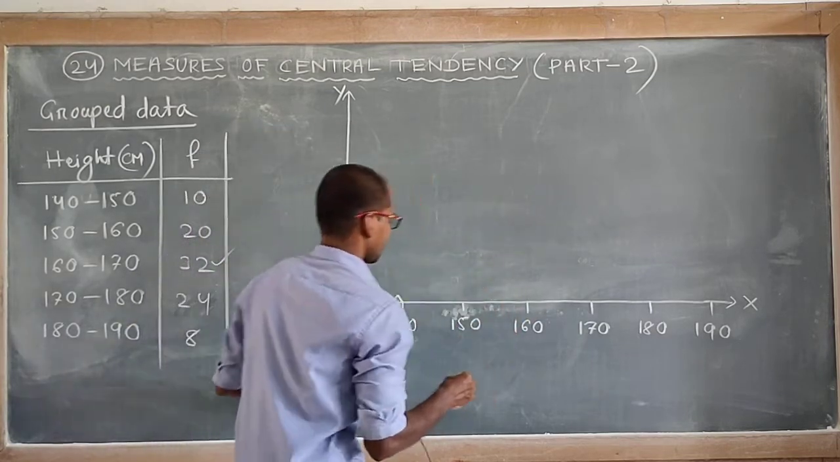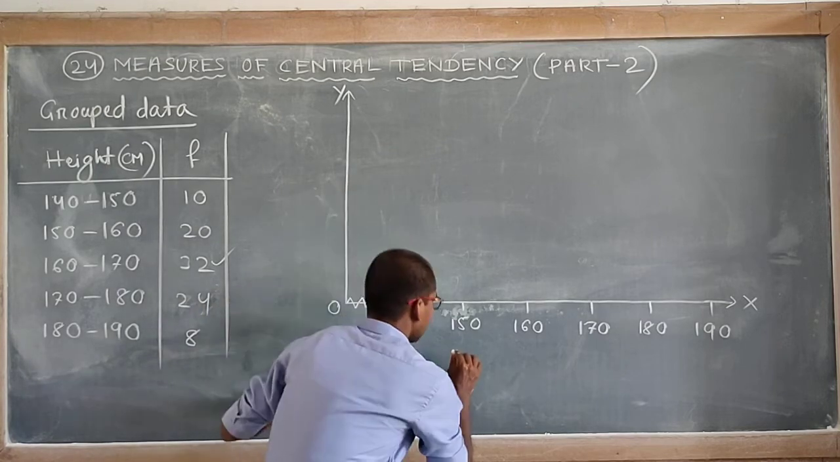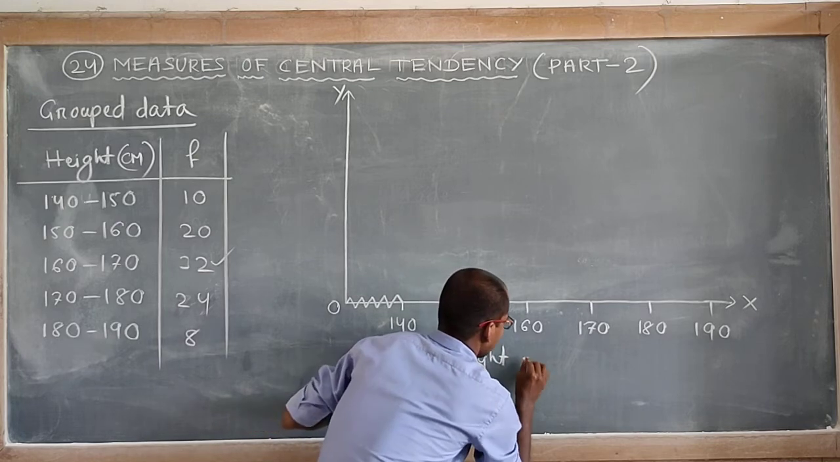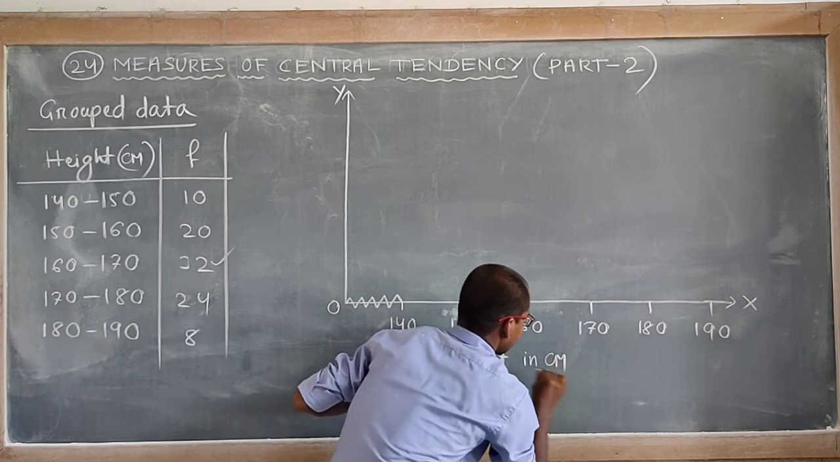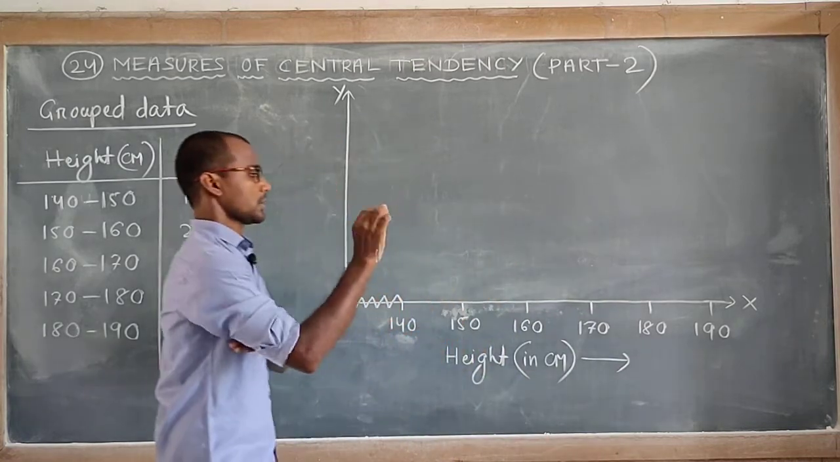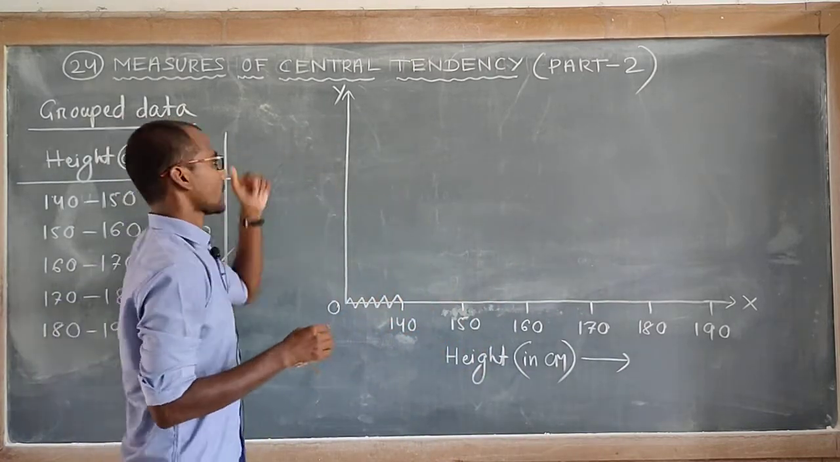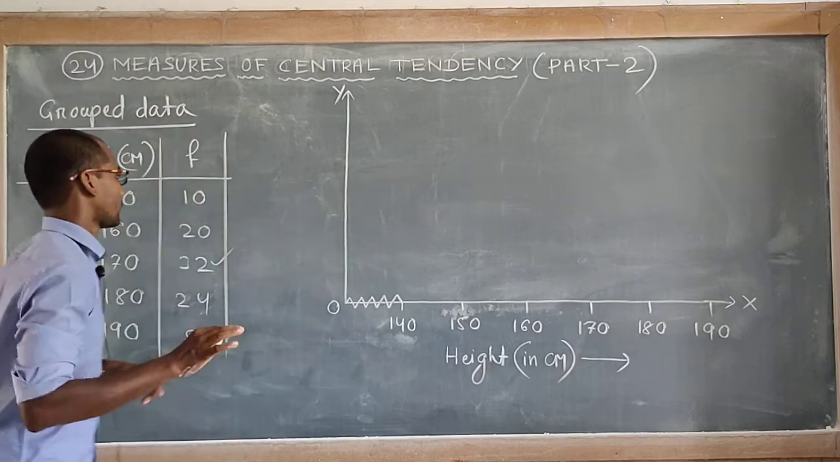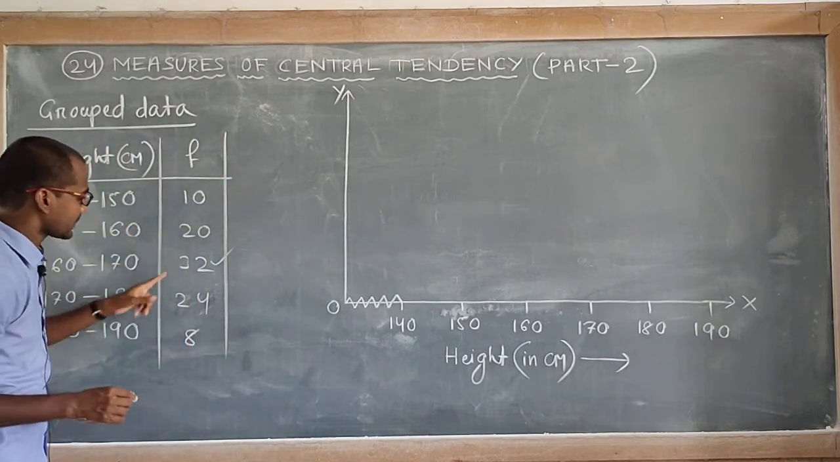So here we will write, this is height in cm. Ready? So the x-axis is over. Now go for the y-axis. We will represent frequency on the y-axis, only frequency. See, the highest frequency is 32.